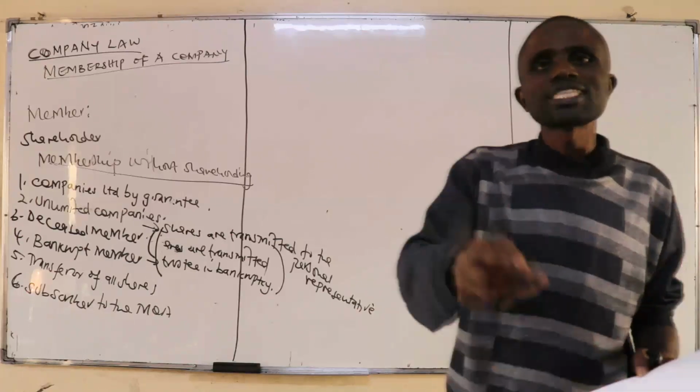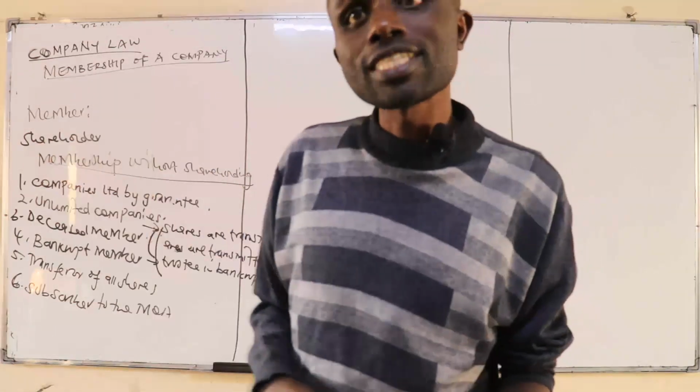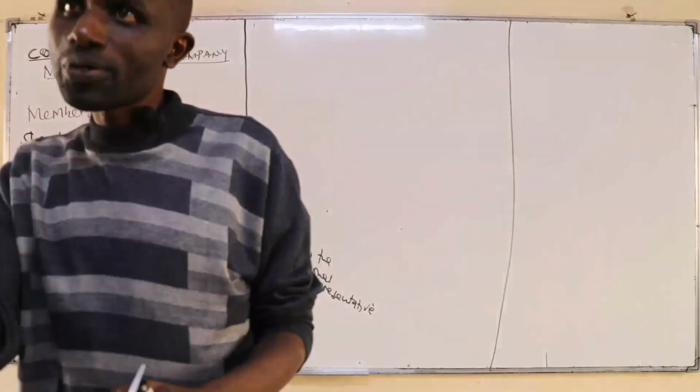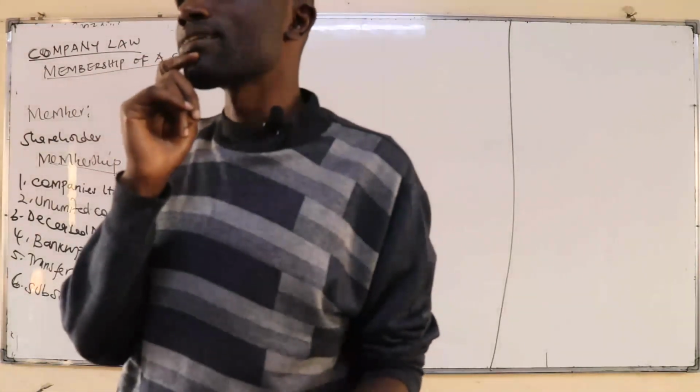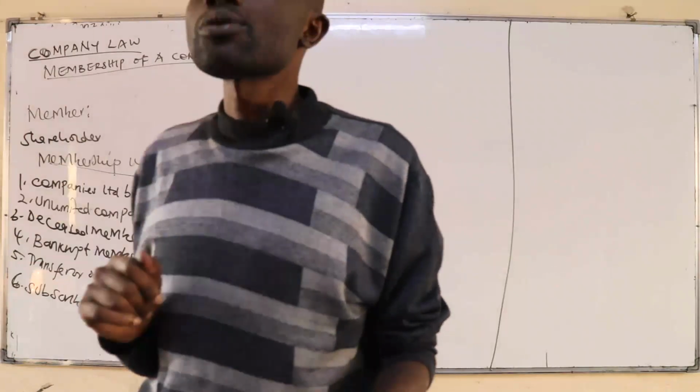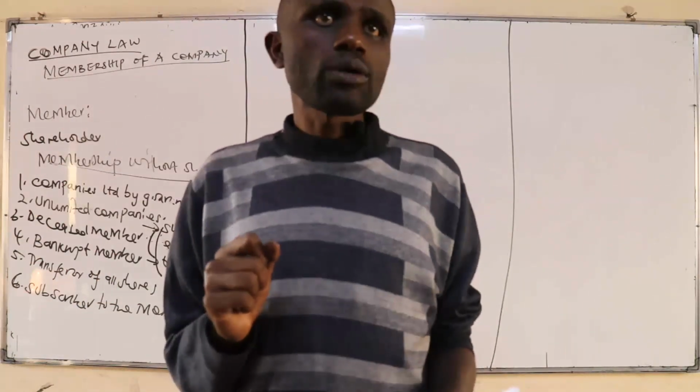Registered office clause. 3. You've forgotten. Object clause. 4. Yes? Capital clause. 5. Association clause. Are you together?